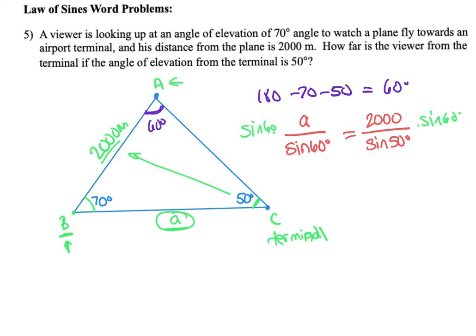All right. And so again, in your calculators, you can do it all together. You can say that A should equal 2,000 times the sine of 60. Make sure you close your parentheses because it is going to open. Divided by the sine of 50.